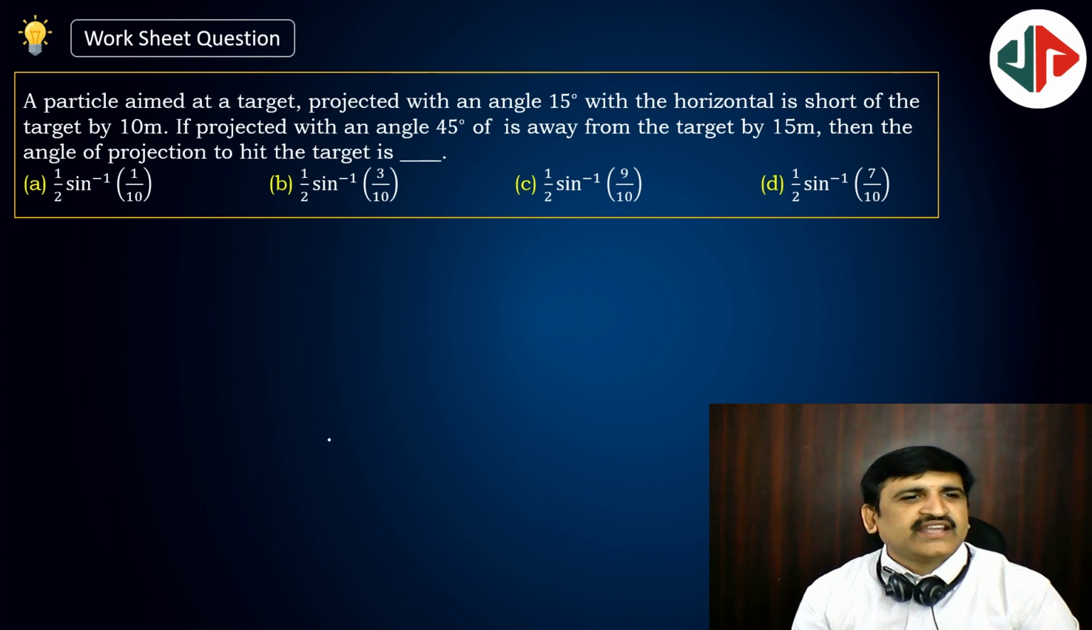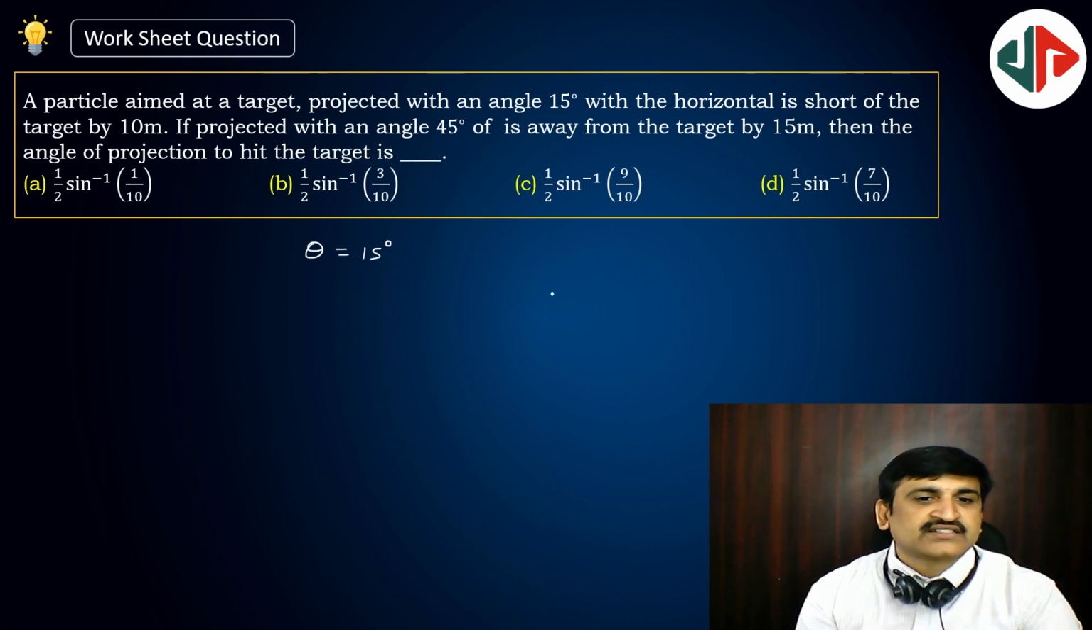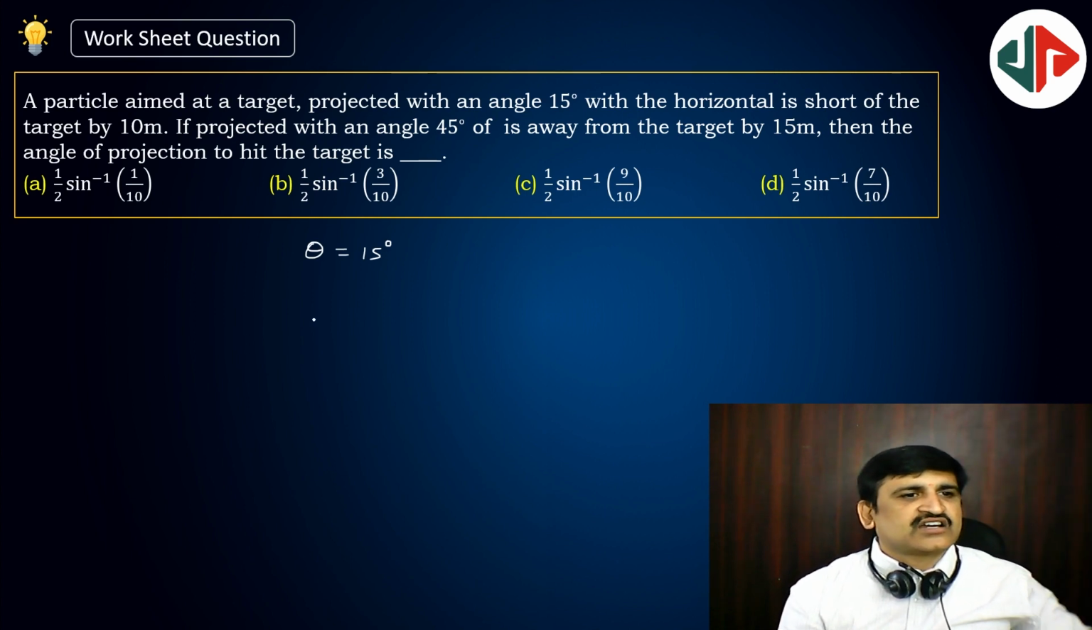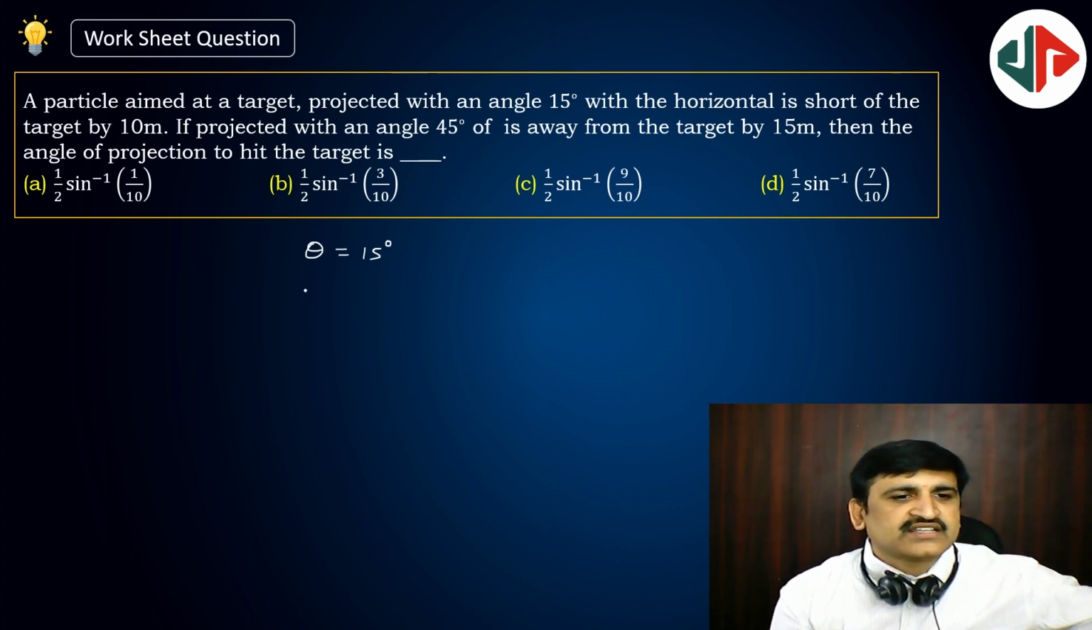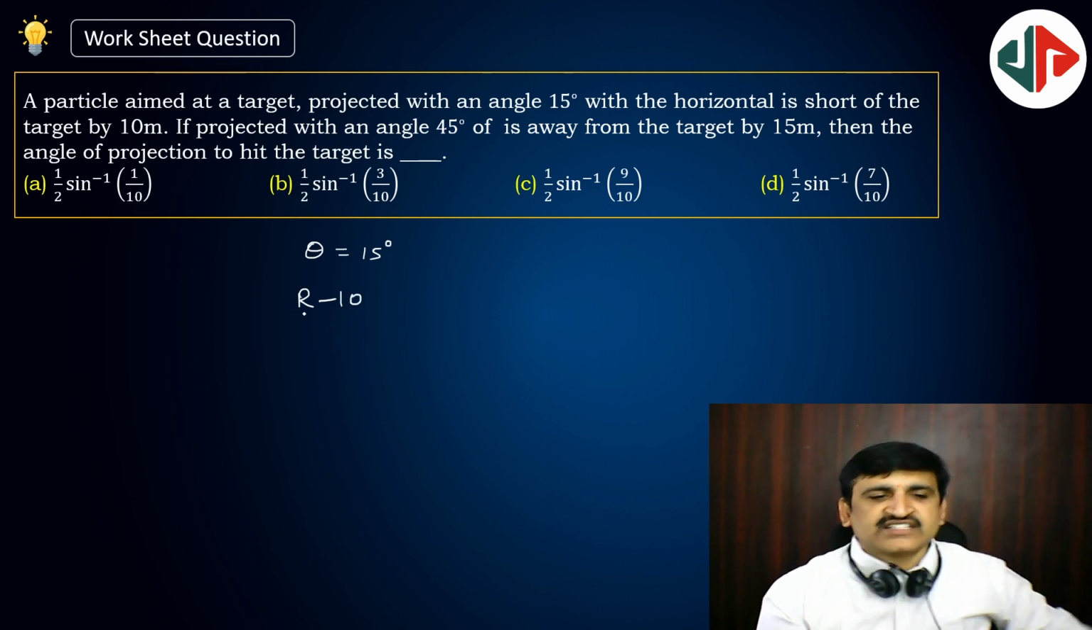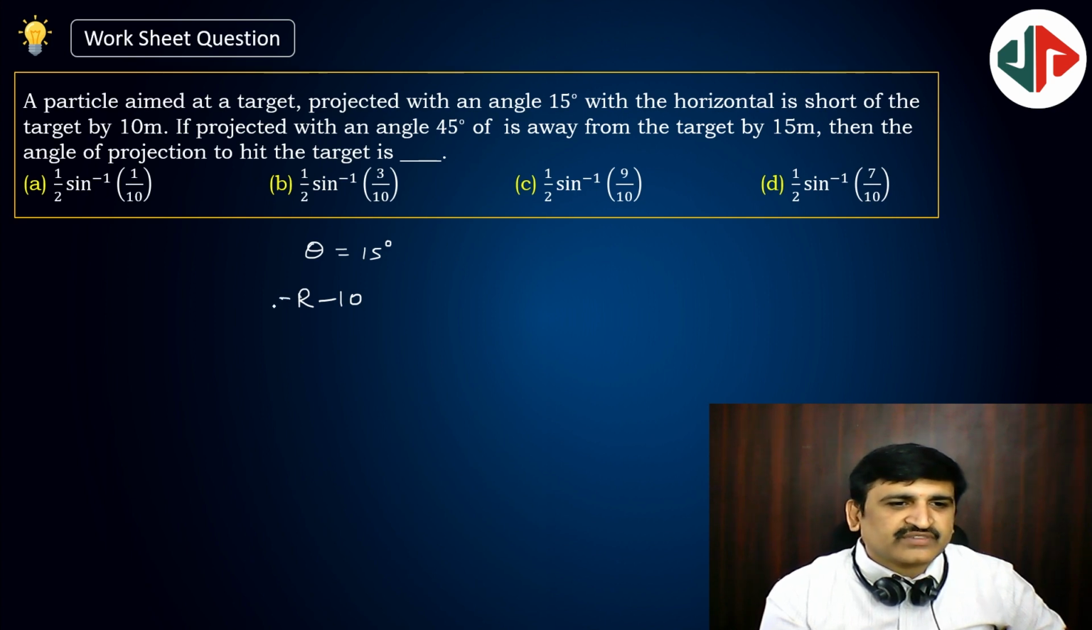A particle aimed at a target is projected with an angle theta equal to 15 degrees. Don't get excited on observing these numbers. With the horizontal, it falls short of the target by 10 meters. That means the range minus 10, it went. Expected range is R, but it went this one only.